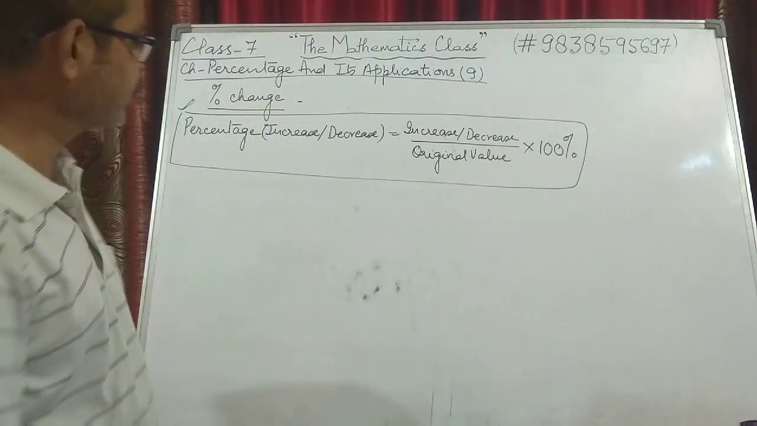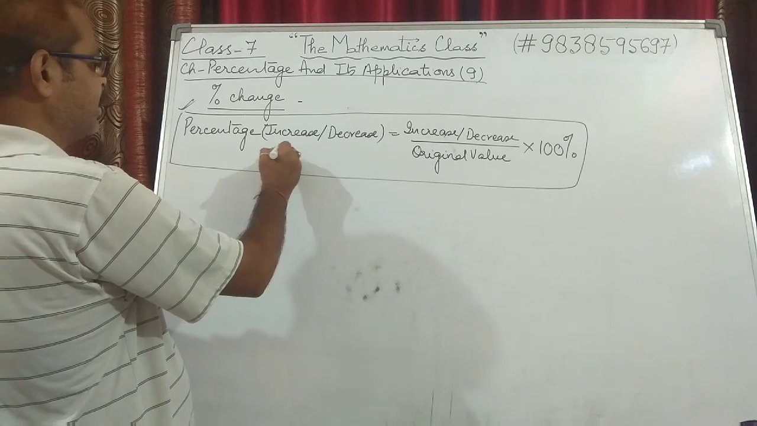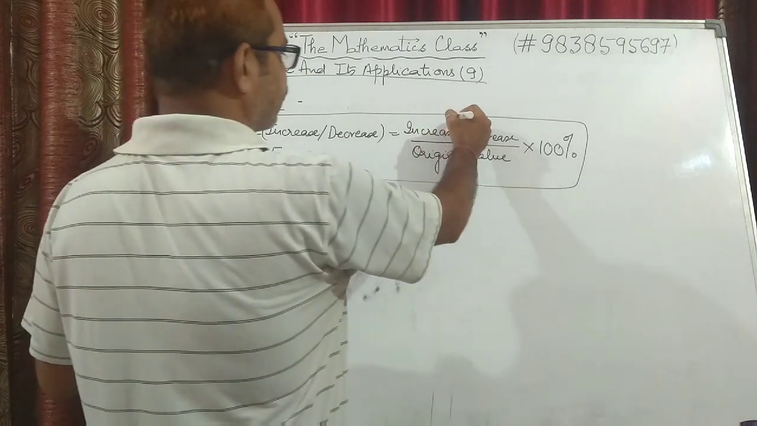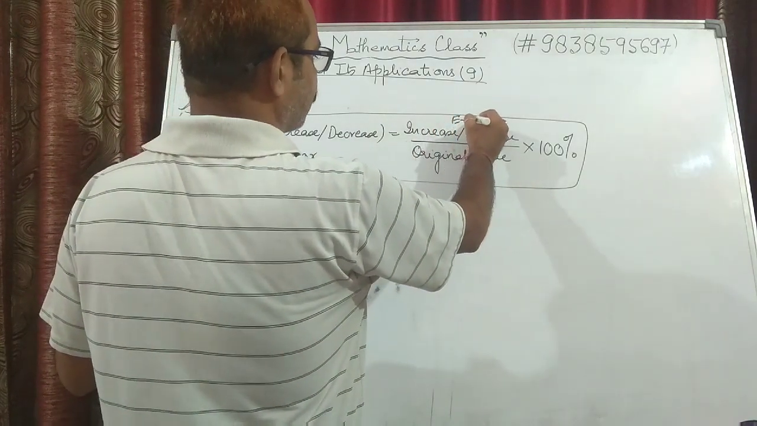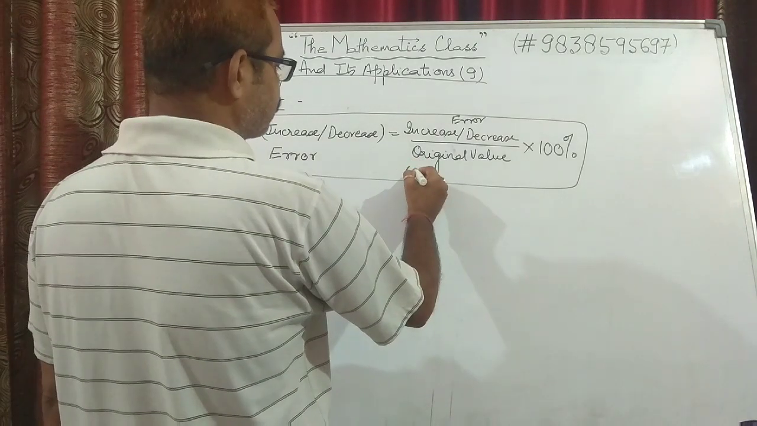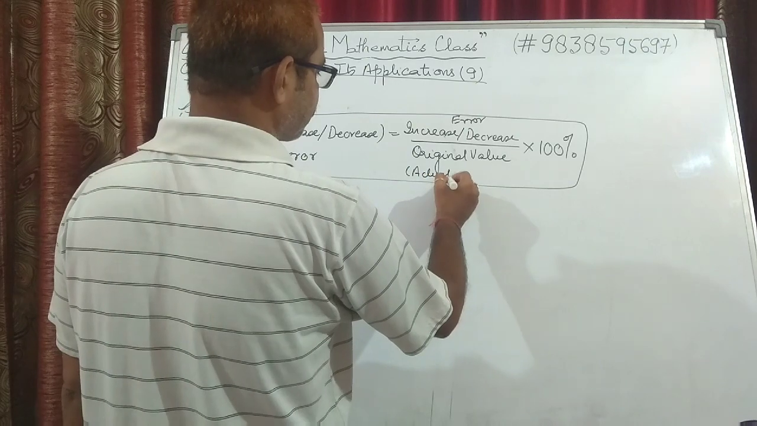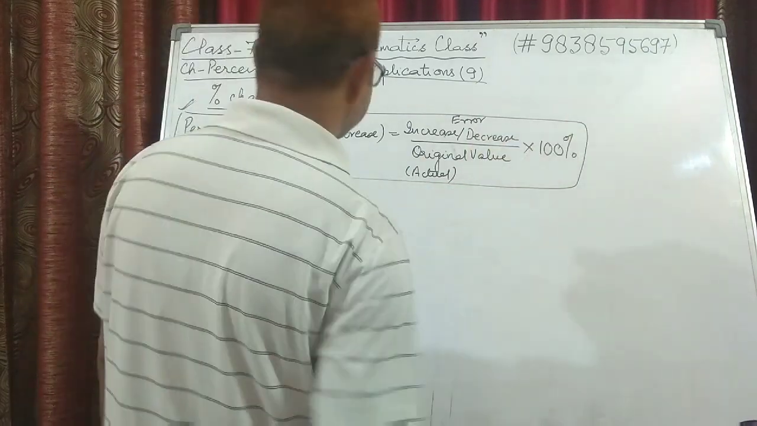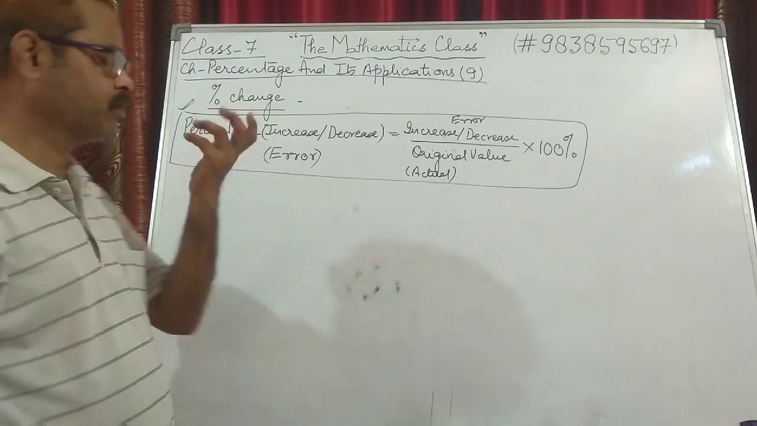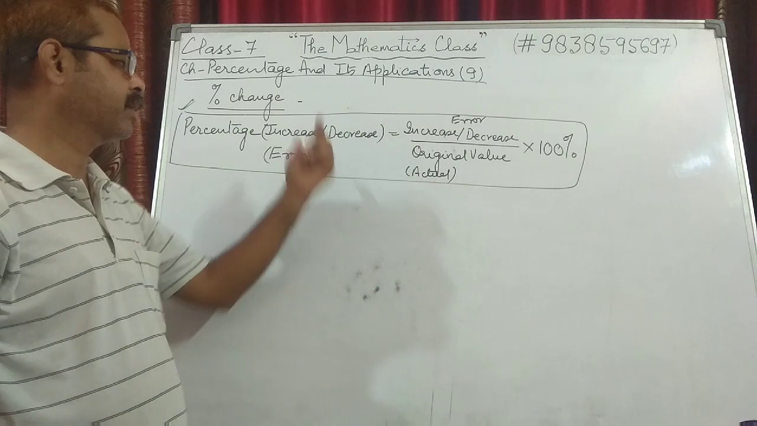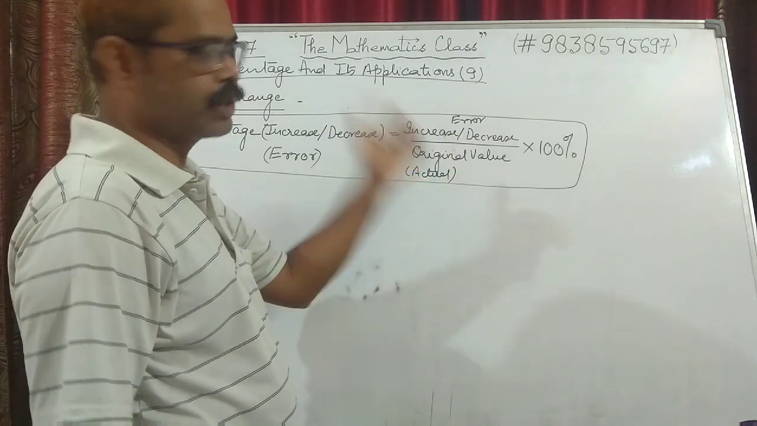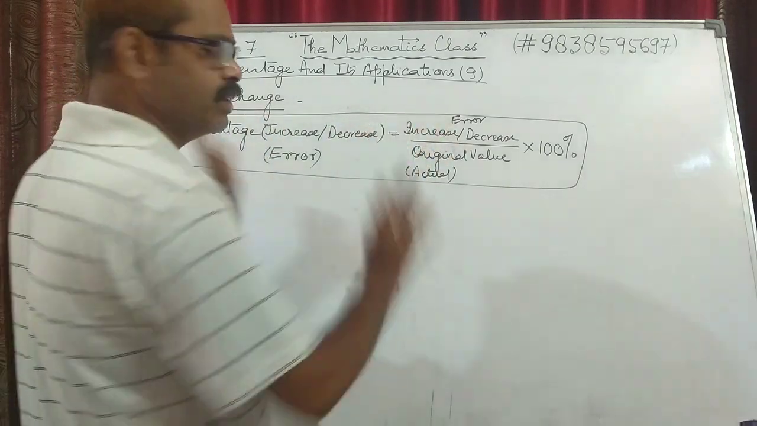And one more thing, sometimes it is also written as percentage error. So in place of increase or decrease you can write error, increase in error or decrease in error, and original value can be written as actual value, actual value into 100%. Means the formula is same, only the words may be different. It may be increase, it may be decrease, it may be error, and like this. And here also original can be converted to actual, but the basic formula is only this one.